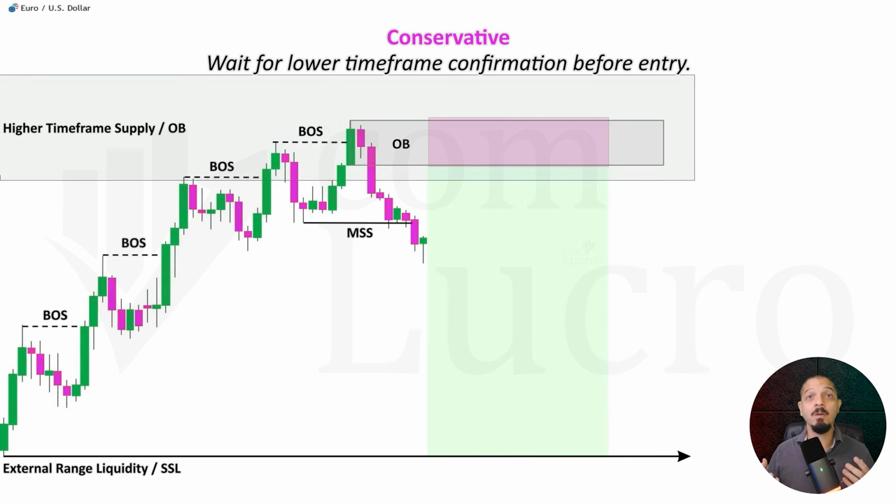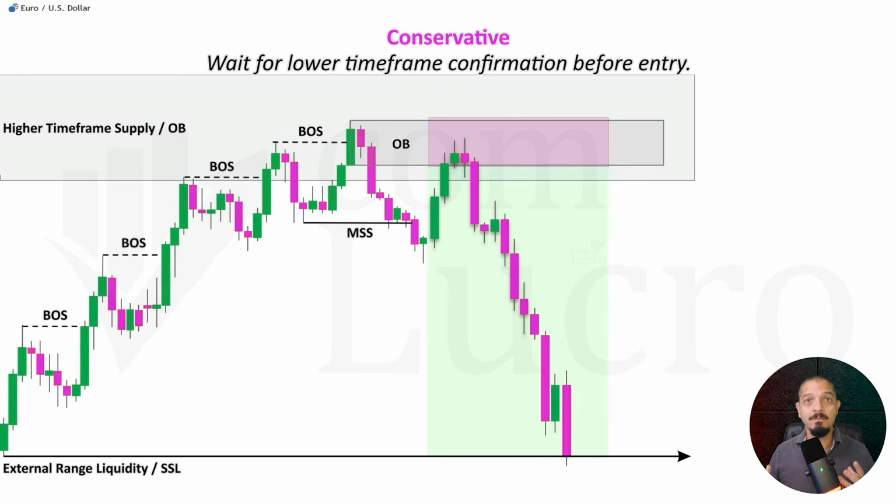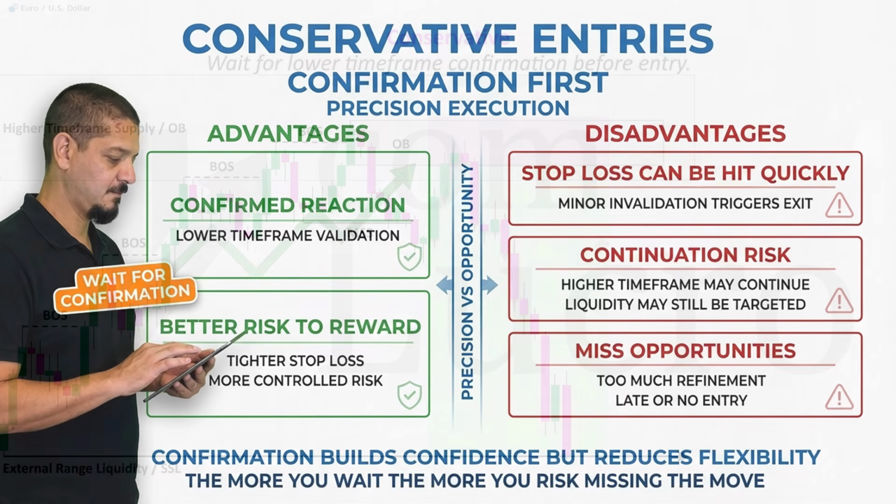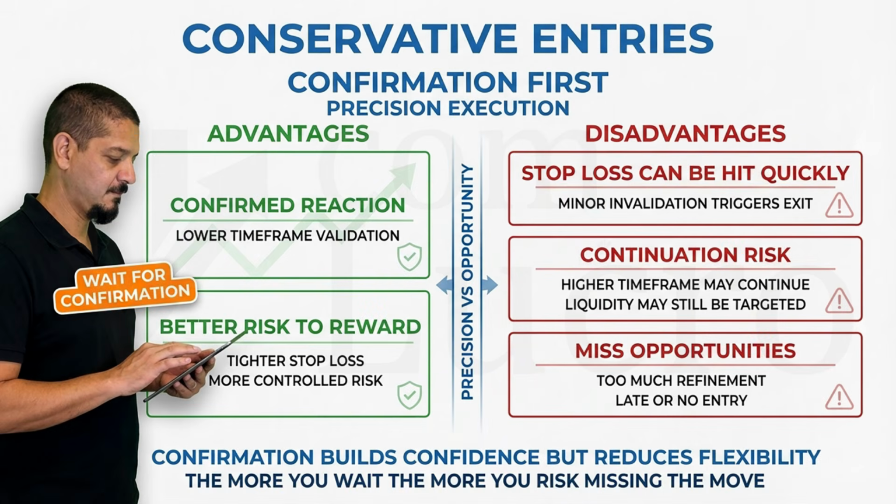In this case, it would be a lower time frame supply zone created by the change of character move, with the stop loss placed a few pips above the highest point of that zone. For take profit, we target external liquidity on the higher time frame. One of the main advantages of this model is that it confirms a reaction at the point of interest using lower time frame price action.